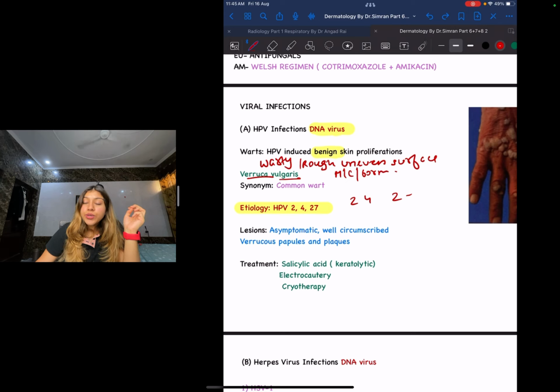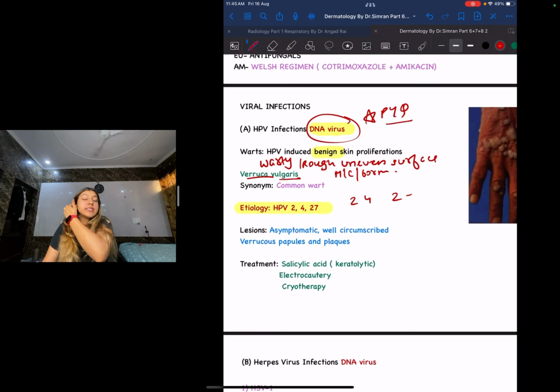One thing that you need to know about HPV, guys, is that it is a DNA virus. What is it? It is a DNA virus. This is a PYQ. This is even a micro question, okay? And next guys, what you need to know about HPV is that it causes warts, okay? We have been talking about warts for a very long time. So what is the virus that causes warts? That's going to be HPV.